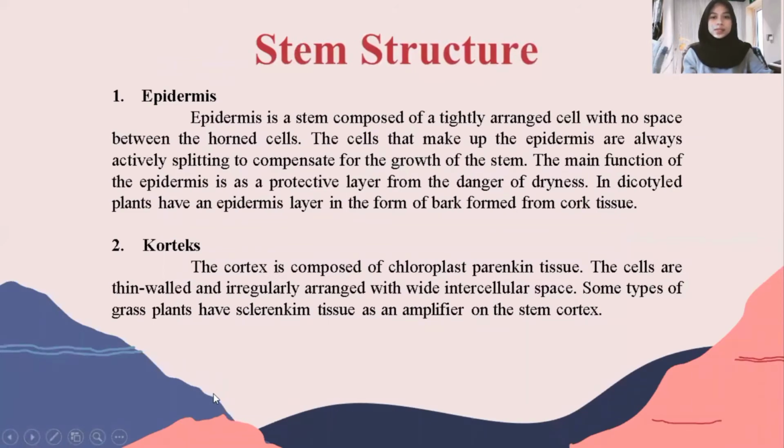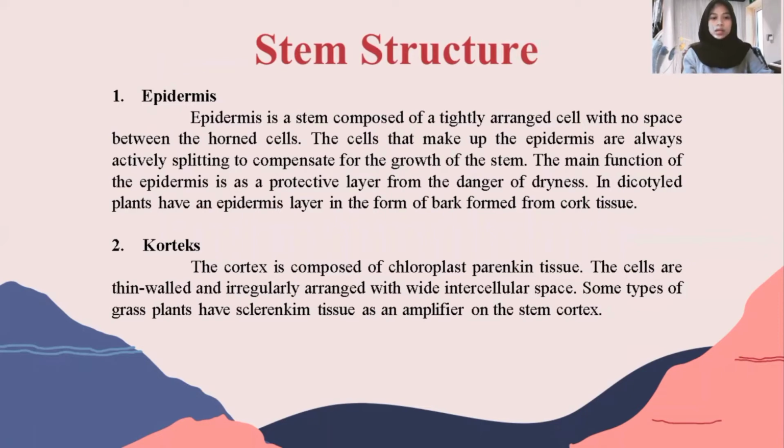Number 1, epidermis. Epidermis is a stem composite of tightly arranged cells with no space between the cells. The cells that make up the epidermis are always actively dividing to compensate for the growth of the stem. The main function of the epidermis is a protective layer from the danger of dryness. In dicotyledon plants, the epidermis layer is formed from soft tissue.